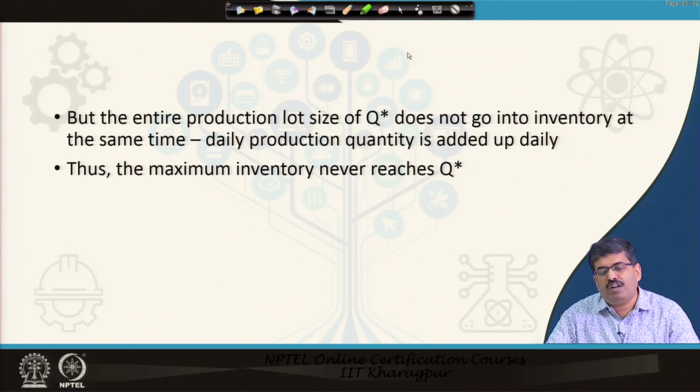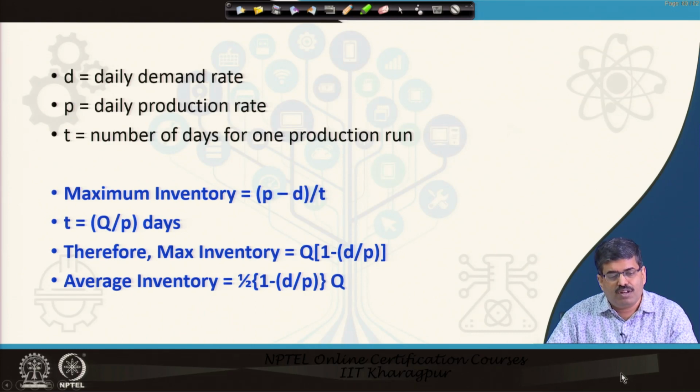But the entire production lot size does not go in for inventory at the same time. Daily production quantity is added up daily, thus the maximum inventory never reaches 5000 units, never reaches the EOQ quantity, never reaches production maximum quantity 5000. As we mentioned, 5000 will come in 10 days, so it will never reach that.